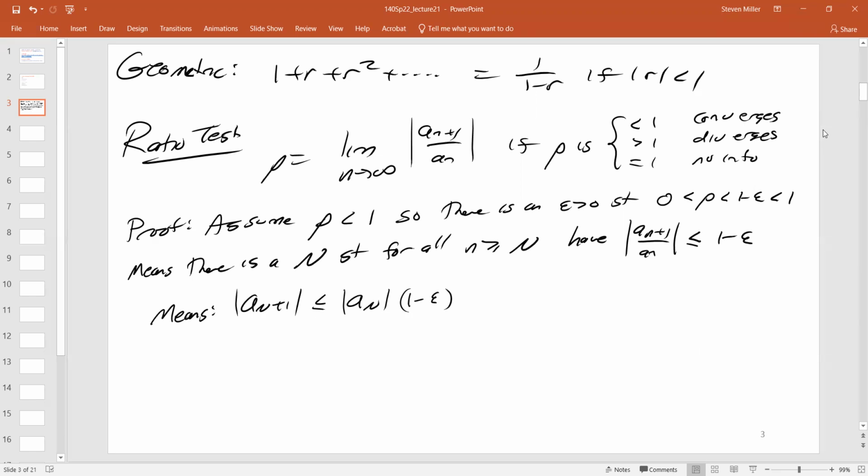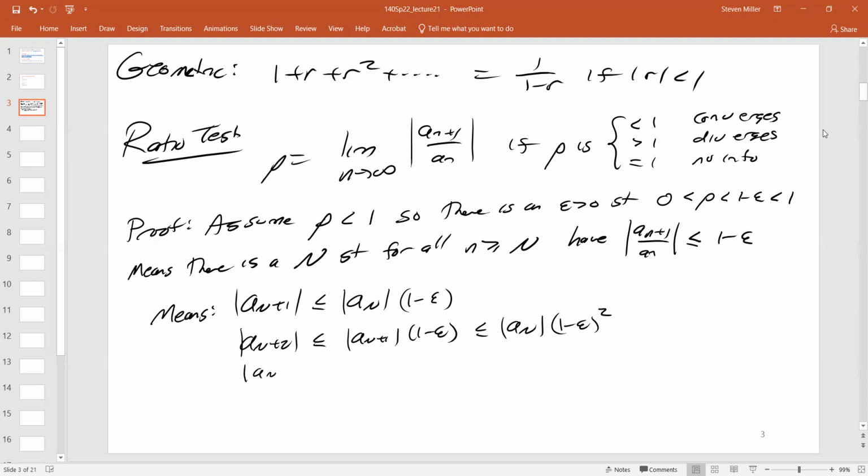Everybody comfortable with that? I'm just taking little n to be big N, the first term in the sequence. And then we would know that |a_{N+2}| would be less than or equal to |a_{N+1}| times 1 minus epsilon. But what do I know about a_{N+1}? What's true about a_{N+1}? Right, so this is going to be less than or equal to |a_N| times 1 minus epsilon squared.